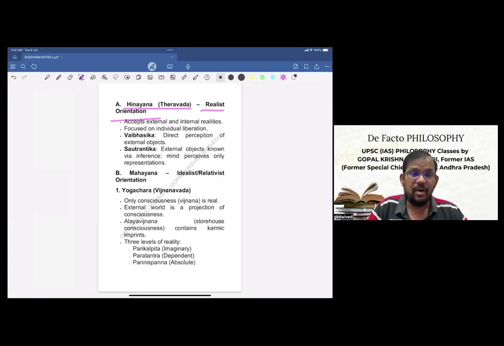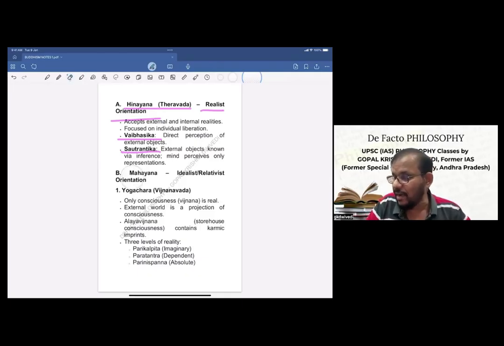Then it also has basically two kinds of realities which they take, external and internal. So that's what is defined here. Vaibhashika, that is direct perception of external objects, is called Vaibhashika. And then Sautrantika, that is external objects known via inference. Mind perceives only representation, is called Sautrantika. So basically, this is a realist school of Buddhism. It is called Hinayana.